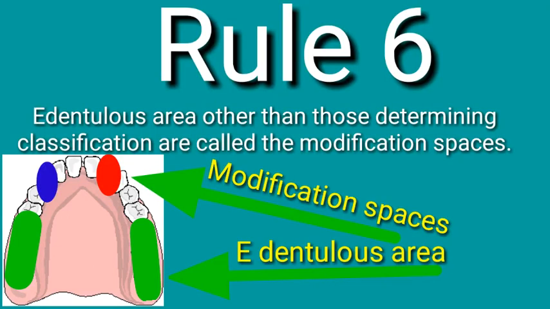Rule number 6. Edentulous areas other than those determining classification are called modification spaces. Viewers, below the picture you can see the blue and red spots show the modification spaces and green color shows the edentulous area.